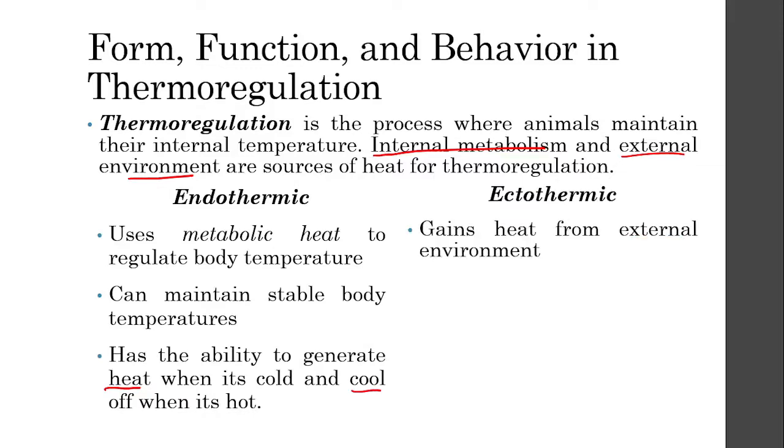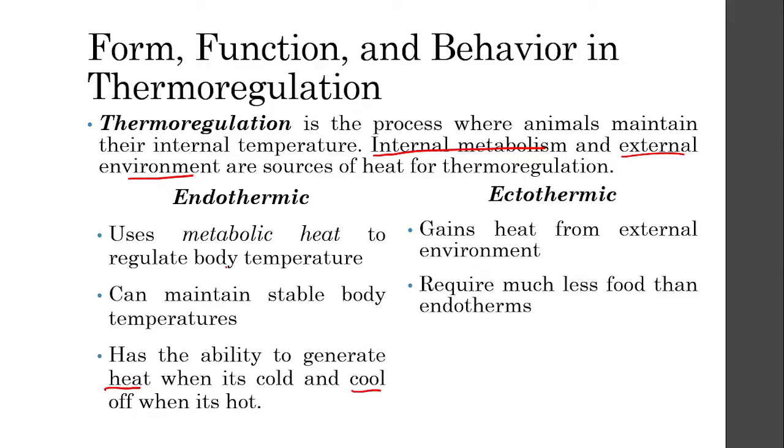Again, what is different from endothermic animals is that ectothermic animals, or ectotherms, actually regulate their body temperature by gaining heat from external environments. So they rely on the environment to either lose or gain heat. And that is why a lot of ectothermic animals, such as lizards, actually require much less food than endotherms, because they are not creating their own heat. They are getting the heat from the outside environment.